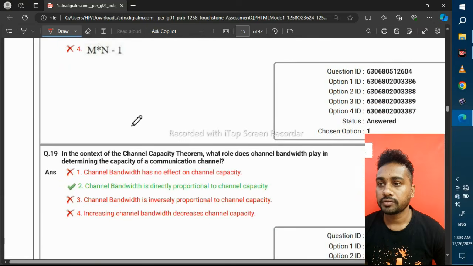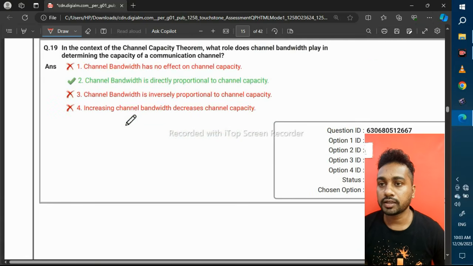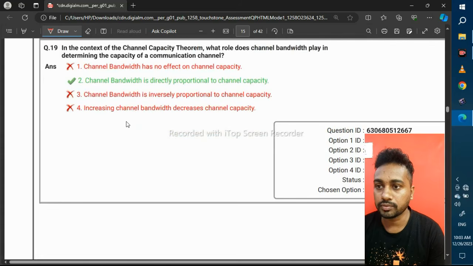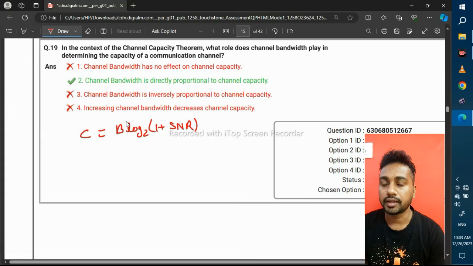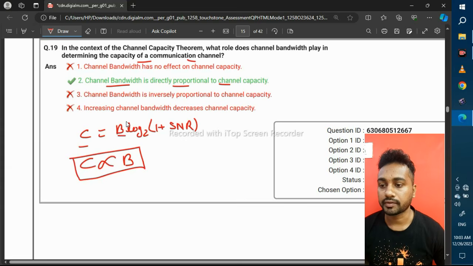Okay. Now in the context of the channel capacity theorem, C equal to B log 2 (1 plus S by N). This is the formula for channel capacity. What role does channel bandwidth play in determining the capacity of a communication channel? Channel bandwidth is directly proportional to channel capacity. So here you can see channel capacity is directly proportional to the bandwidth. Okay, so option 2 is right here. Okay, next.